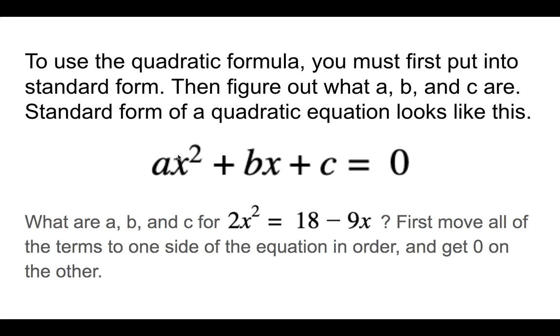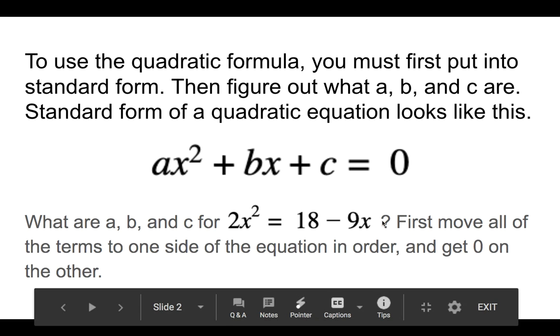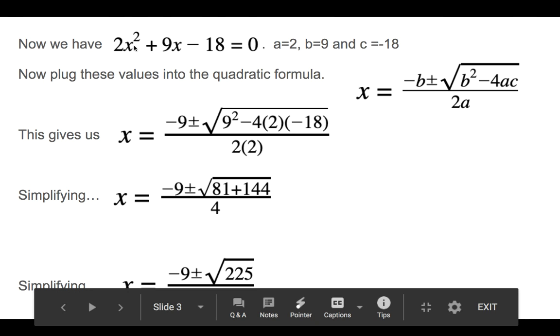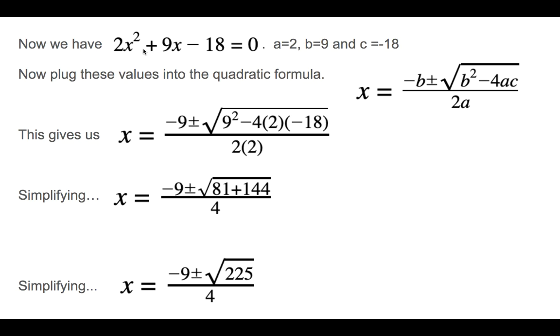A is the coefficient of the quadratic term, B is the coefficient of the linear term, and C is the constant term. So let's figure out what A, B, and C are for this equation right here. First of all, we need to get it into standard form. So let's move all of the terms to one side of the equation in order, and then get 0 on the other. When we do that, we need to get them all into the order: the quadratic term, then the linear term, then the constant term, and we have 0 on the other side.